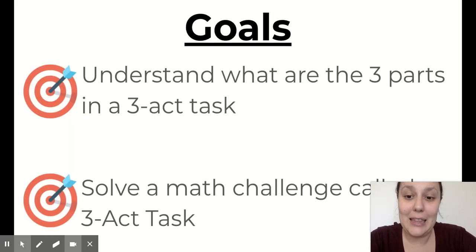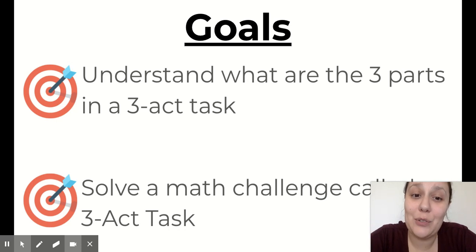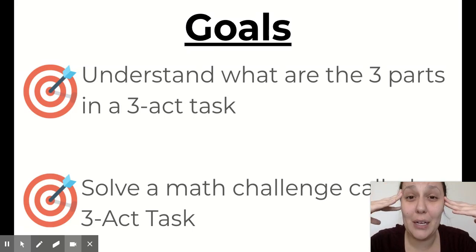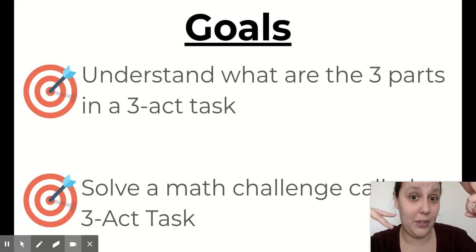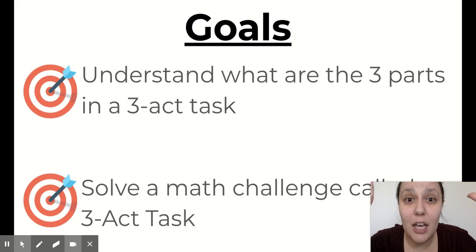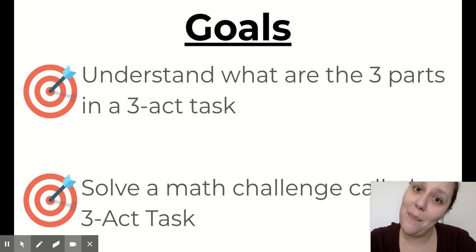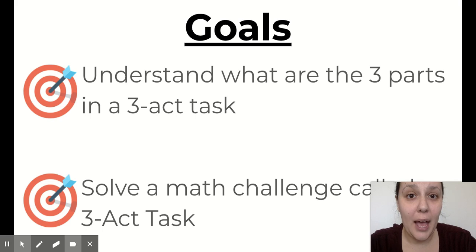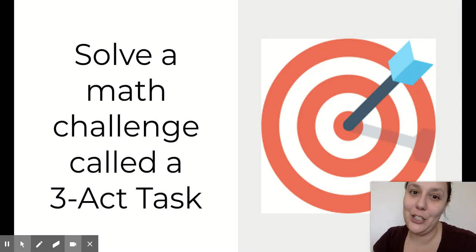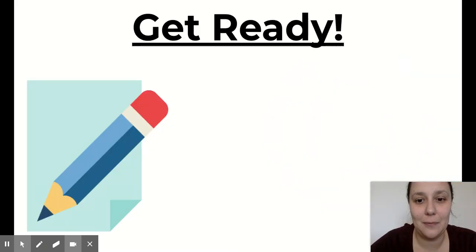All right, let me remind you that we had 2 big goals for our lesson. We already worked on the first goal, understanding the 3 parts of a 3-act task, but it might not be very clear for you. That's why we're going to work on the second goal, solving a math challenge called a 3-act task. By working through this math challenge, you're going to see the 3 parts happen, and maybe that will make it more clear for you how a 3-act task challenges you in math thinking. So let's move to our second goal, solve a math challenge called a 3-act task.